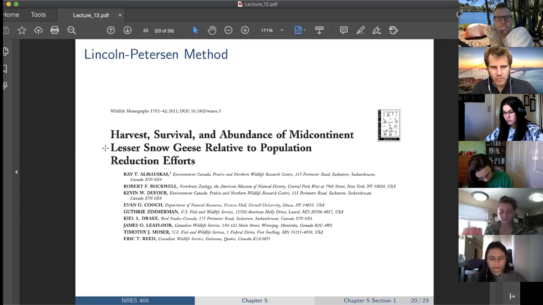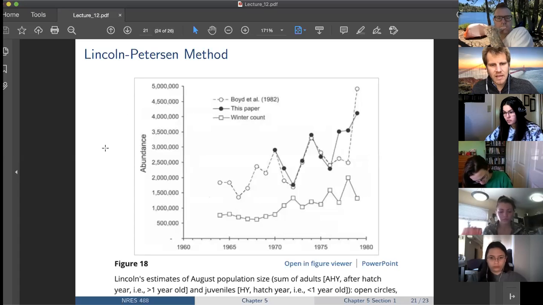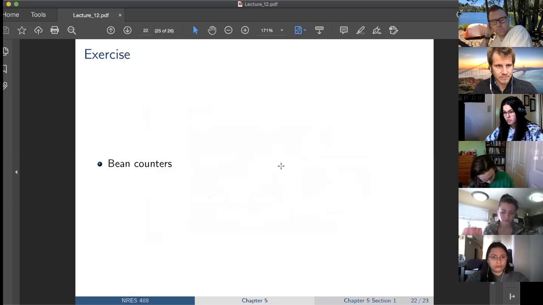But a lot of waterfowl work is based on Lincoln-Petersen estimates. And then you see Lincoln estimates of, let's see, waterfowl, after hatch-year and hatch-year waterfowl groups. So a point here is a lot of current studies are based on Lincoln-Petersen methods. They are the simplest form of recapture estimates.